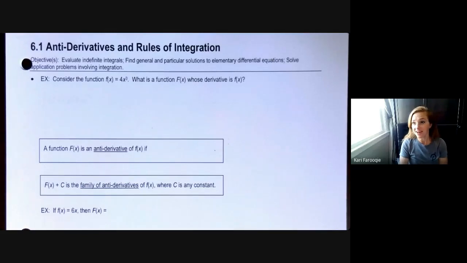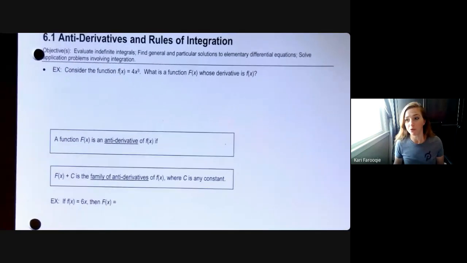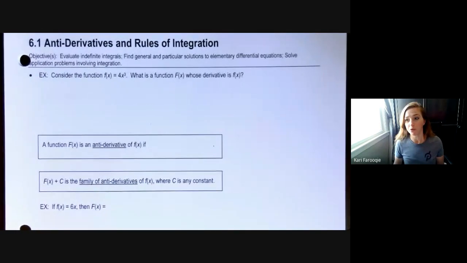All right, today we get to talk about antiderivatives and rules for integration. So I'm moving into a totally different chapter now. We've spent most of this class talking about derivatives. So we're going to start talking in chapter 6 about antiderivatives. You might have heard of integration before. Basically, we're going to be using these rules for integration to find antiderivatives. So working our way backwards.